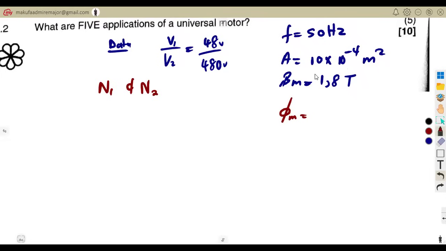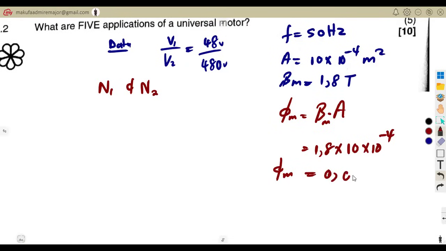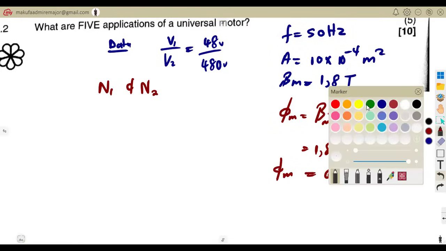From the maximum flux density, remember flux density is what? Flux over area. So you're just going to cross multiply. That is the flux density times area. So the maximum flux density that we had there, and this will give us the maximum flux. What is our maximum flux density? 1.8 times the area in square meters. So you're going to obtain the maximum flux there, which is something like 0.0018 Webers.